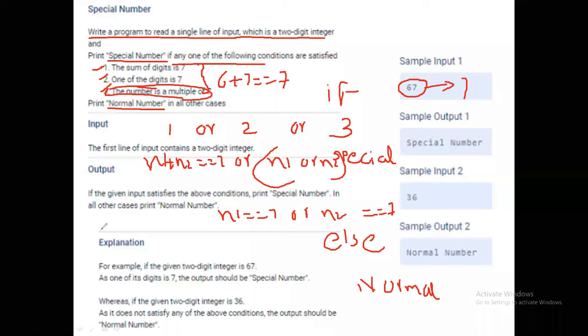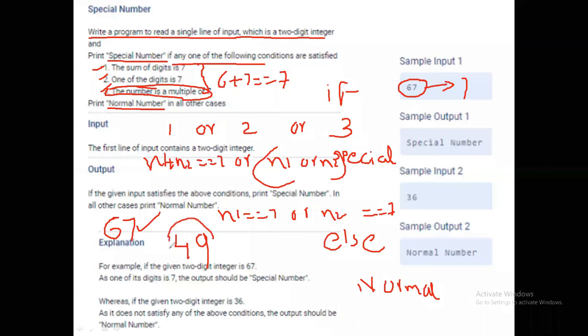For example, I read 67. Now the sum of digits 6 plus 7 is not equal to 7, but one of the digits is 7, so you are going to print the special number. For example, 49. In this, the sum of digits is not 7, and one of the digits is not 7, but the number is a multiple of 7.